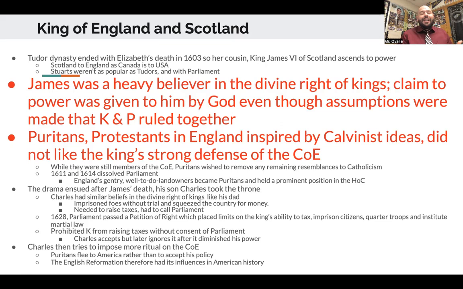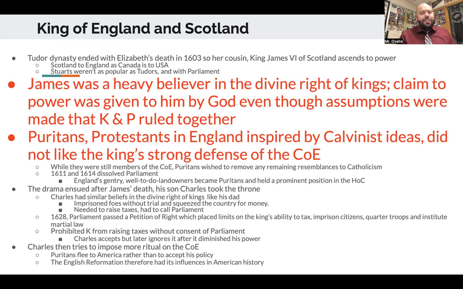So Charles is going to need money to fight wars, because wars cost money. And he's going to need to raise taxes, so he had to call Parliament. In 1628, Parliament passed what is called the Petition of Right, which placed limits on the king's ability to tax, imprison citizens, quarter troops, and institute martial law. It would also prohibit the king from raising taxes without the consent of Parliament. So Charles will accept this Petition of Right, but later ignores it after it diminished his power. He's like, why did I even sign this?